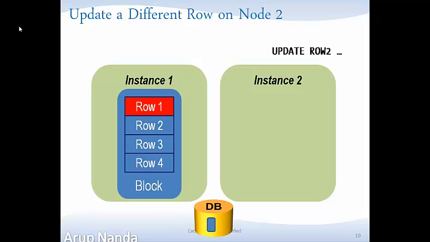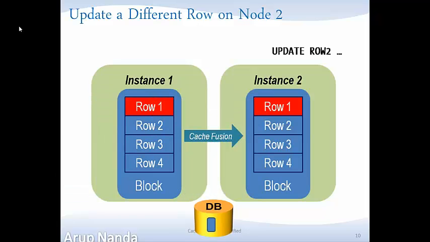Then somebody says update row number 2. Remember, not the same row, a different row. But where is row 2? Row 2 happens to be in the same block as row 1. And because of cache fusion, instance 2 is not going to get that from the database directly. It can get that from the memory of instance 1. So it makes a copy of it here. See that row 1 is also changed in that copy, because it's a copy. Row 1 is not the previous version, it's the same copy here.